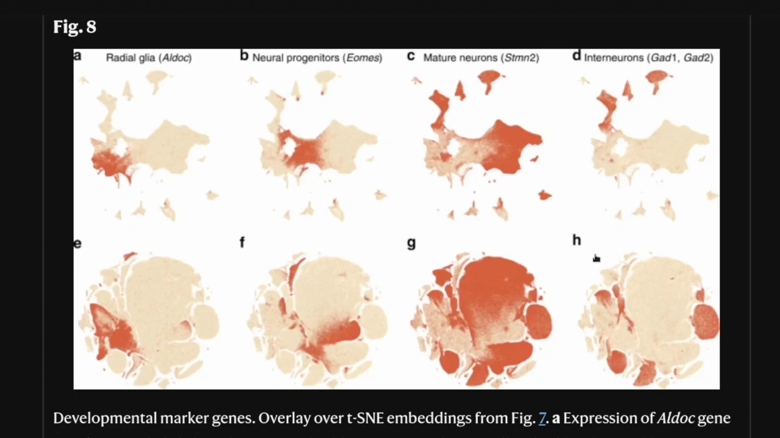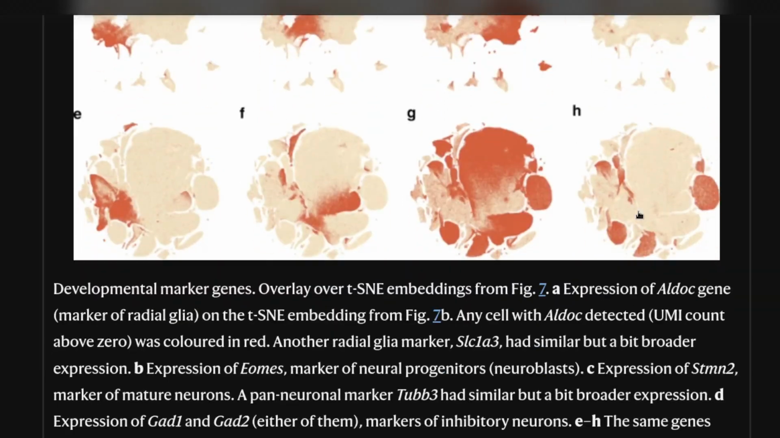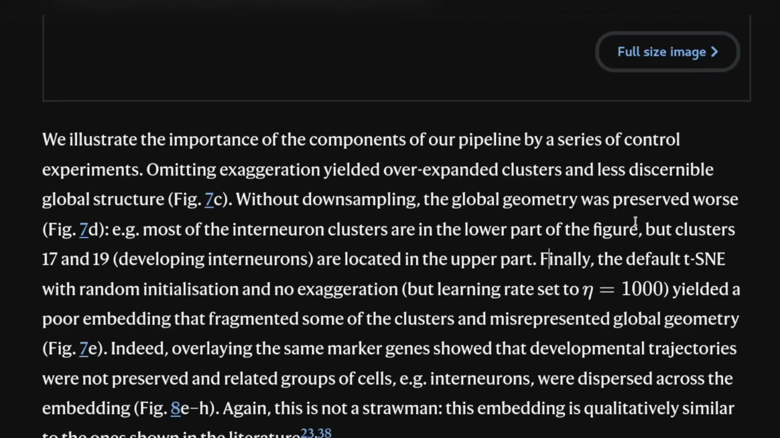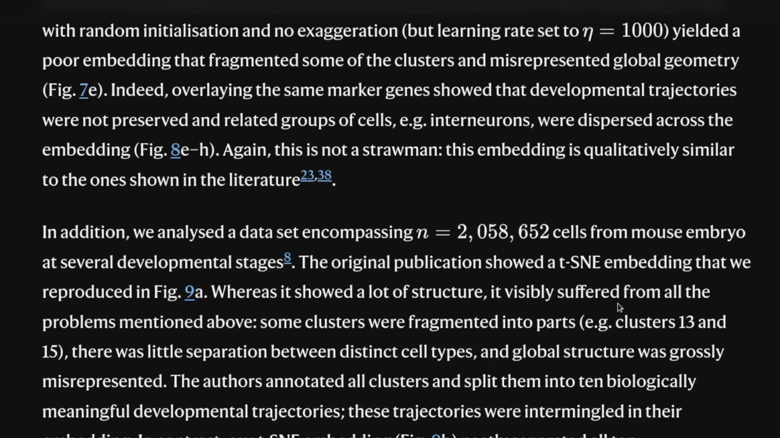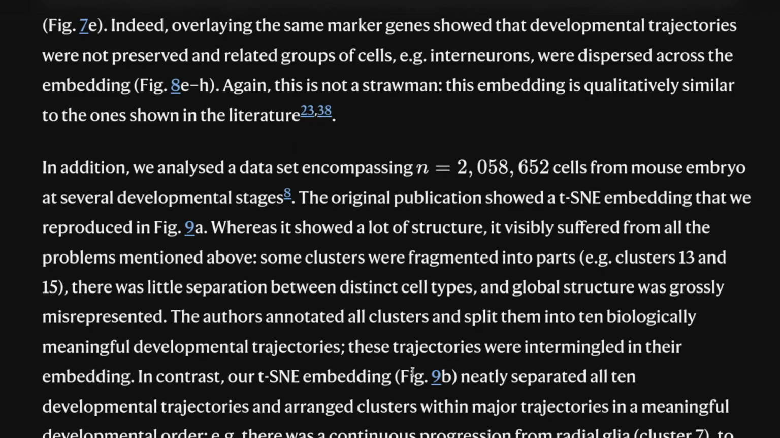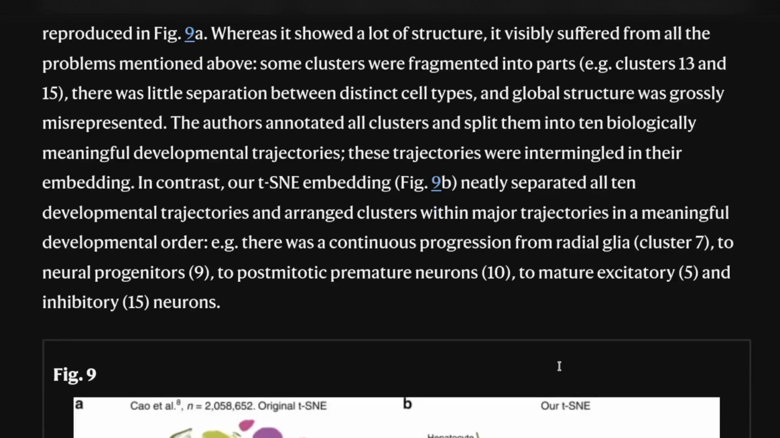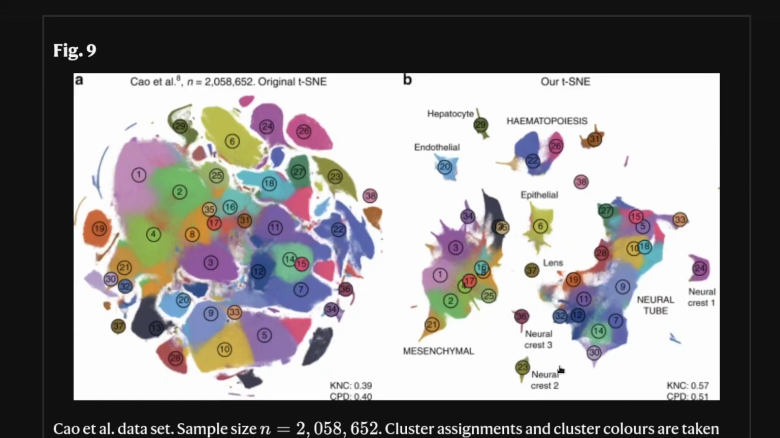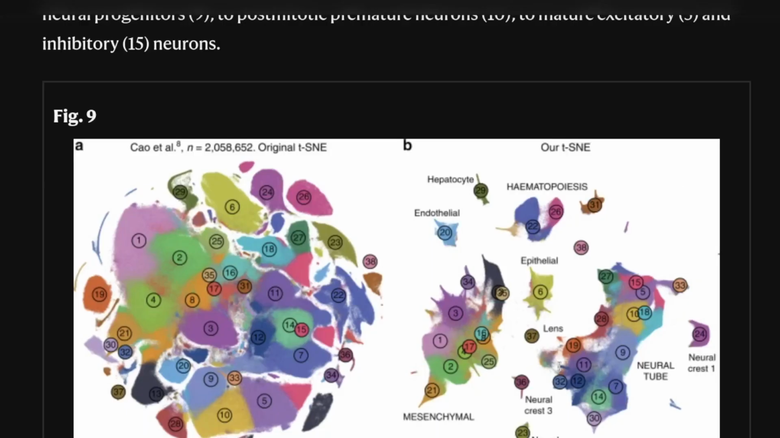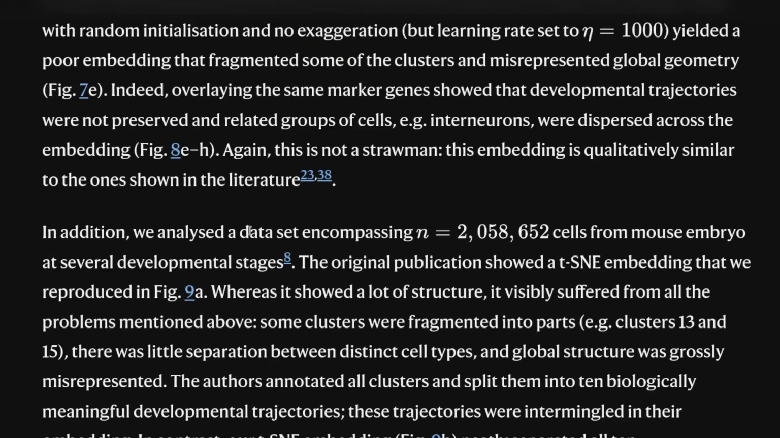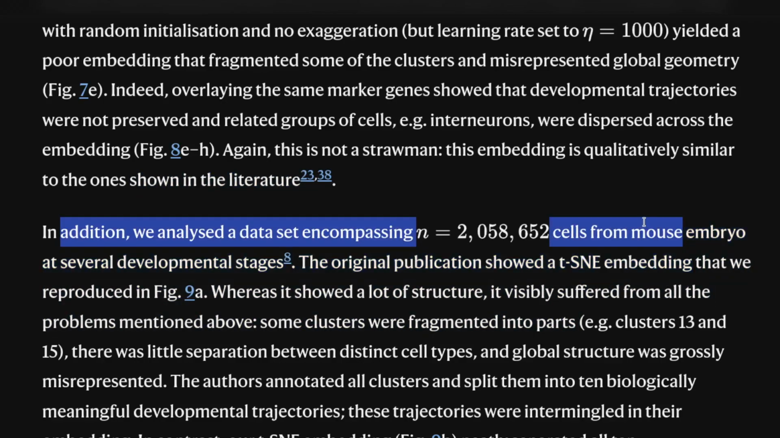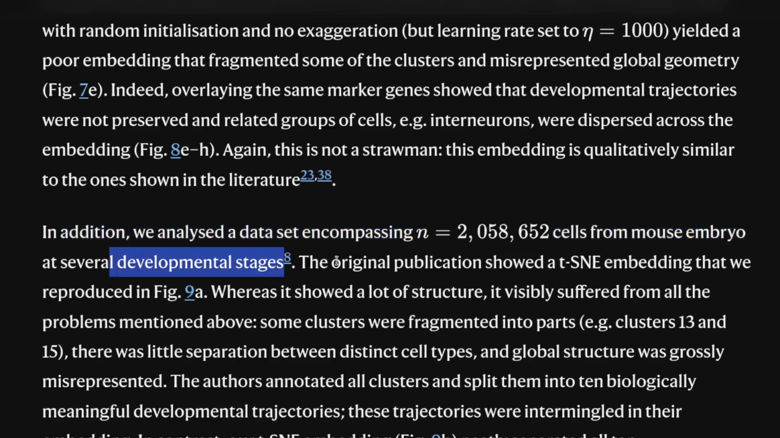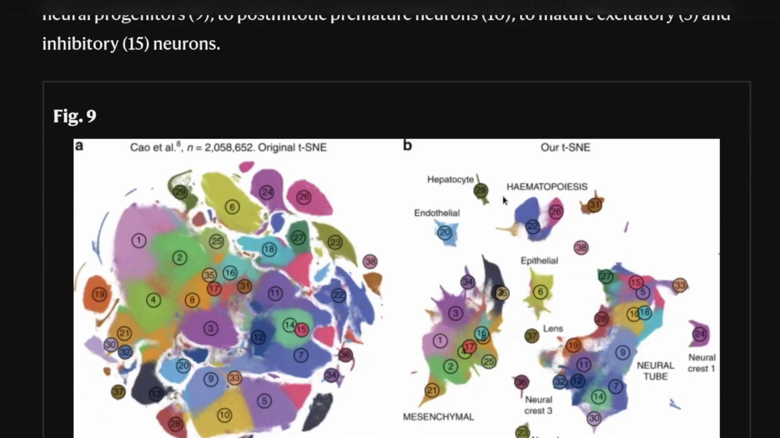Indeed, overlaying the same marker genes showed that developmental trajectories were not preserved, and related groups of cells, for example interneurons, were dispersed across the embedding, Figure 8E-H. Again, this is not a straw man. This embedding is qualitatively similar to the one shown in the literature, 23, 38. In addition, we analyzed a dataset encompassing cells from mouse embryo at several developmental stages. The original publication showed a t-SNE embedding that we reproduced in Figure 9a.